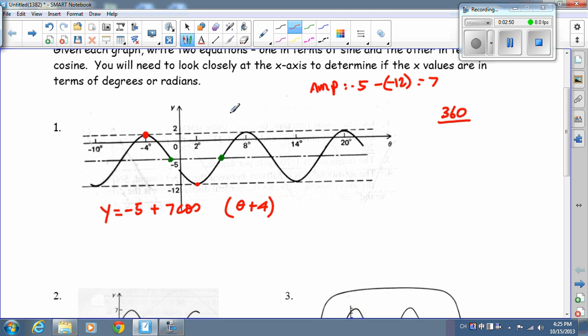The period is from top to top. So from this point, the period will be from this point all the way till this point. And to find that distance, all I need to do is take this 8 and find the distance between 8 and -4, or you will do 8 minus -4 and you should get 12. And if you do 360 divided by 12, I believe you get 30. And from here, you just need to put 30 here because that's your b. And that's an equation using cosine.